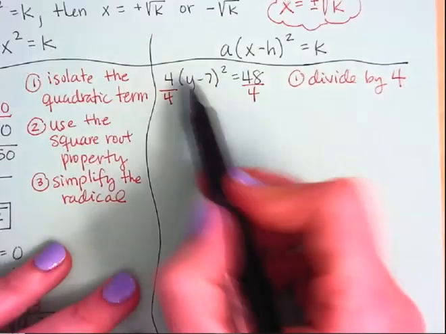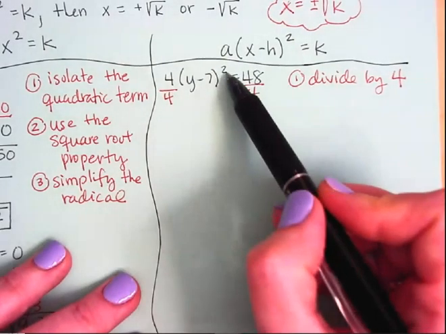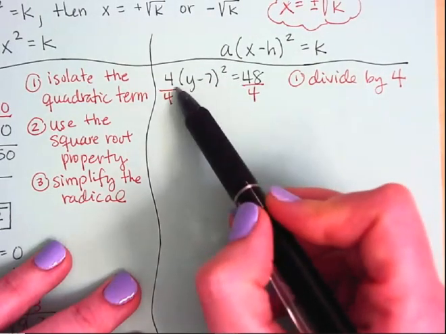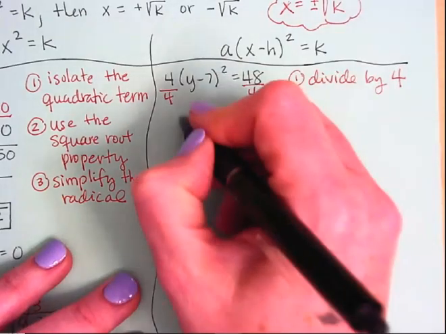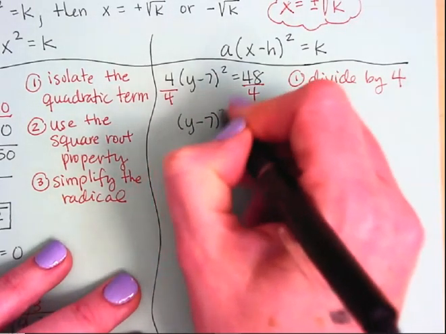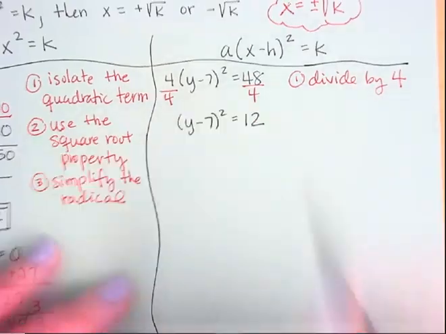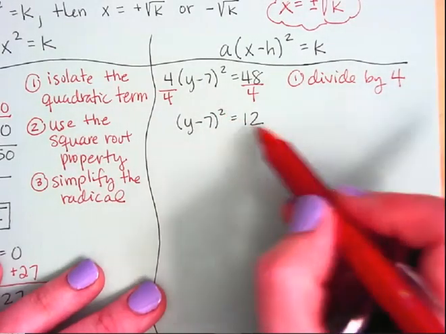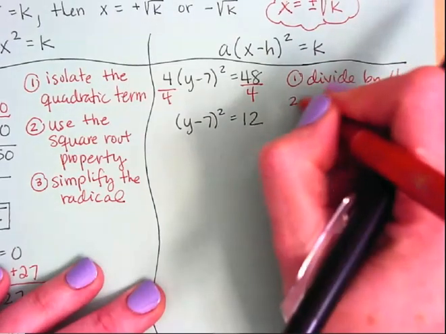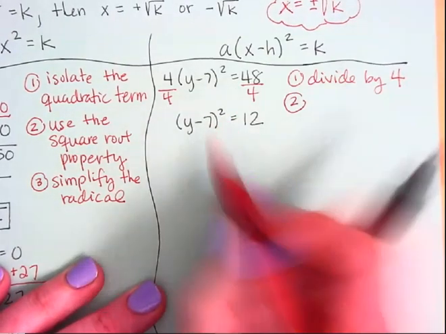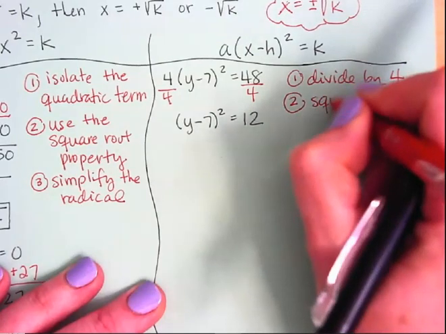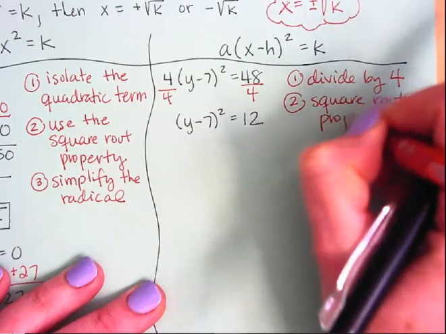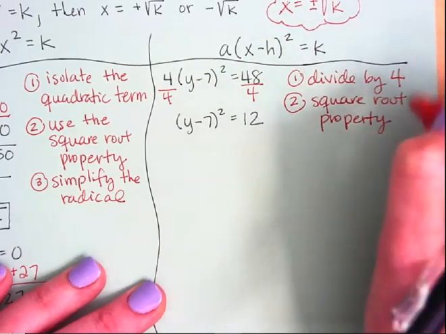Now, it really feels like we want to distribute here, but we are not going to because that group is squared. So we're not going to distribute into there. Instead, we're going to divide it off. So now I have y minus 7 quantity squared equals 12. Now that my squared term is isolated, I can do the square root property to both sides.